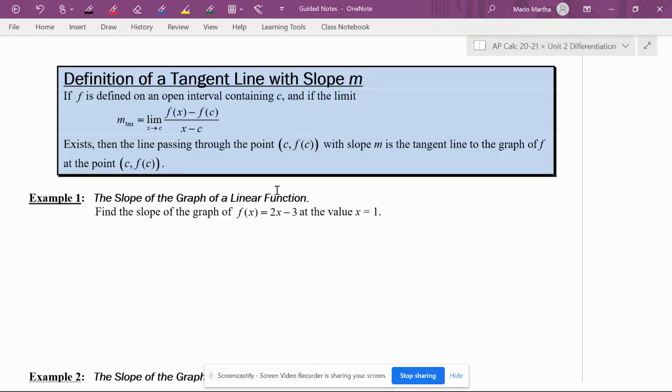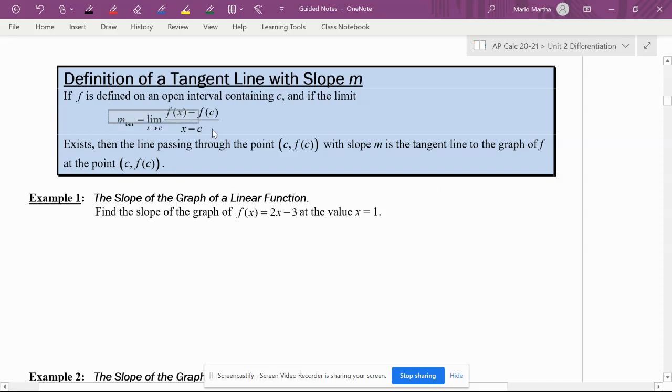So welcome back to topic 2.1. This is part 2, the definition of a tangent line with a slope m. So if f is defined in an open interval containing c, and if the limit exists, then the line passing through the point (c, f of c) with slope m is tangent to the graph of f at the point (c, f of c).